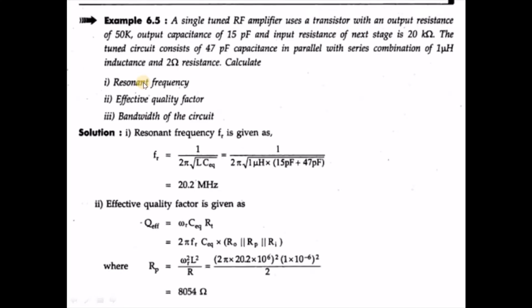The quality factor is a unitless parameter. That's why we have not mentioned any unit here. The third one we have to calculate is the bandwidth of the circuit. We know that the formula for the bandwidth is FR by Q effective. The resonant frequency we already calculated as 20.2 megahertz, and Q effective we just now calculated as 40.52. If you substitute that, we will get the bandwidth as 498.5 kilohertz.